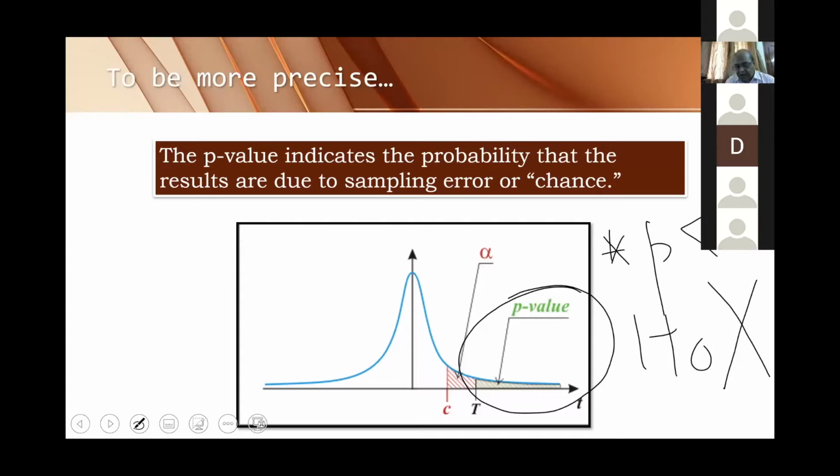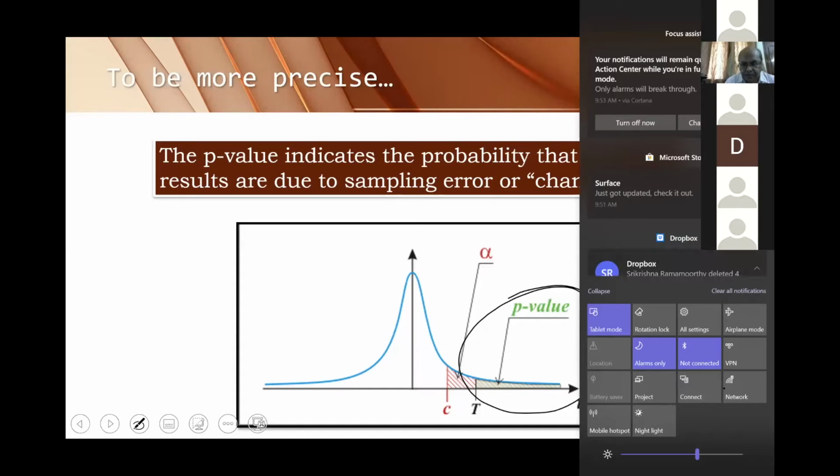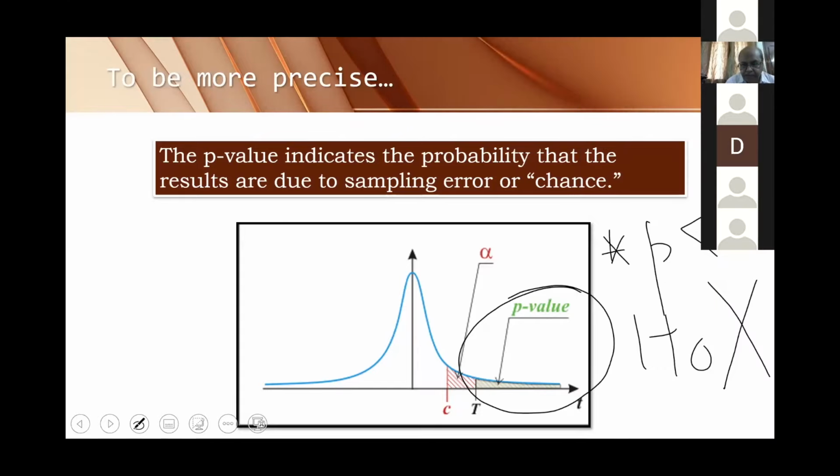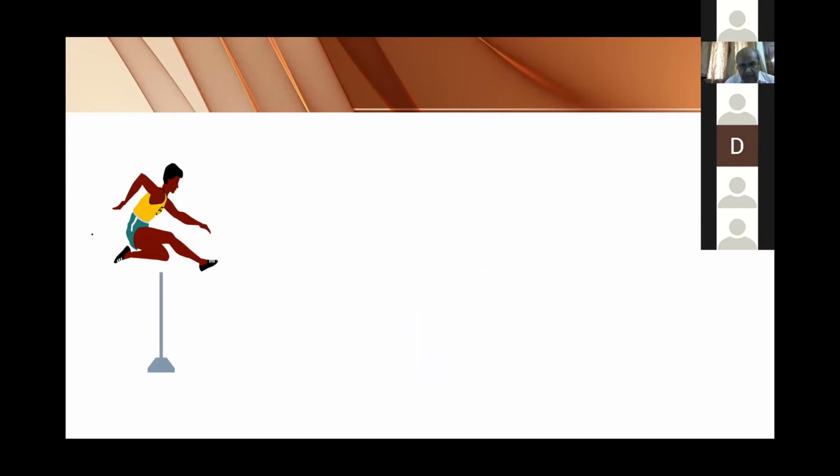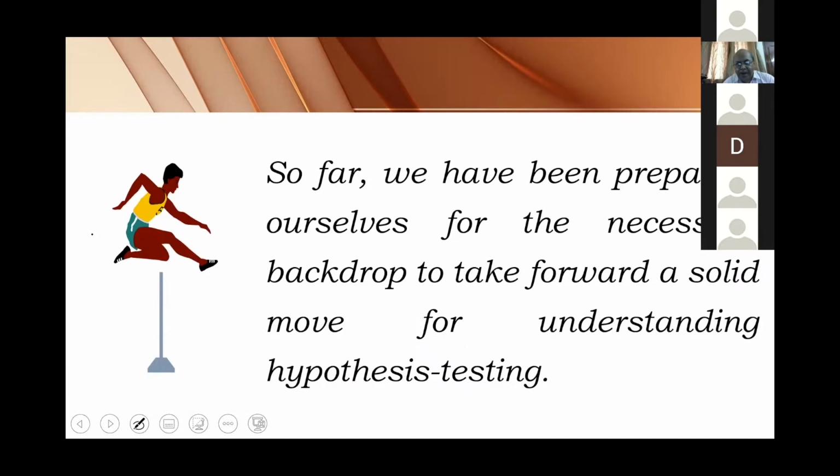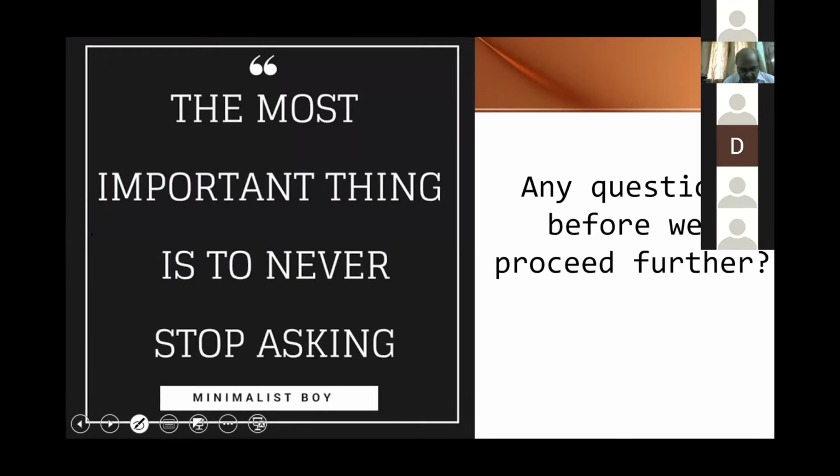Okay, so once it is clear, now let's proceed further. So far, we have been preparing ourselves with the necessary backdrop to take forward a solid move for understanding hypothesis testing. If you have any doubt, any questions before we proceed further, we can move. Otherwise, we can move forward.